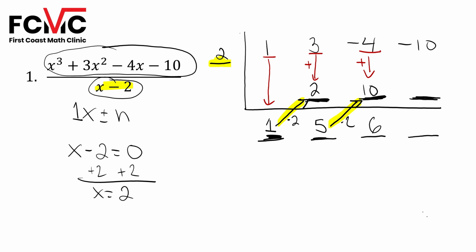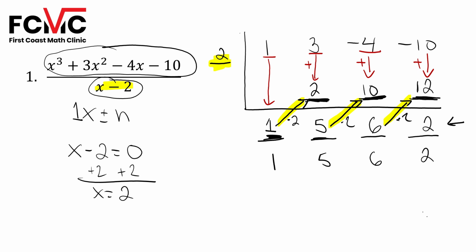We want this term next. We're going to bring that 6 up. Multiply it by the 2. All right, so we're multiplying it by this 2 on the outside. 6 times 2 is 12. And we're going to finish this off by bringing this negative 10 down. Negative 10 plus 12 gives us 2. And we care about the terms that are outside of the box. The 1, 5, 6, and 2. This is going to give us our answers.